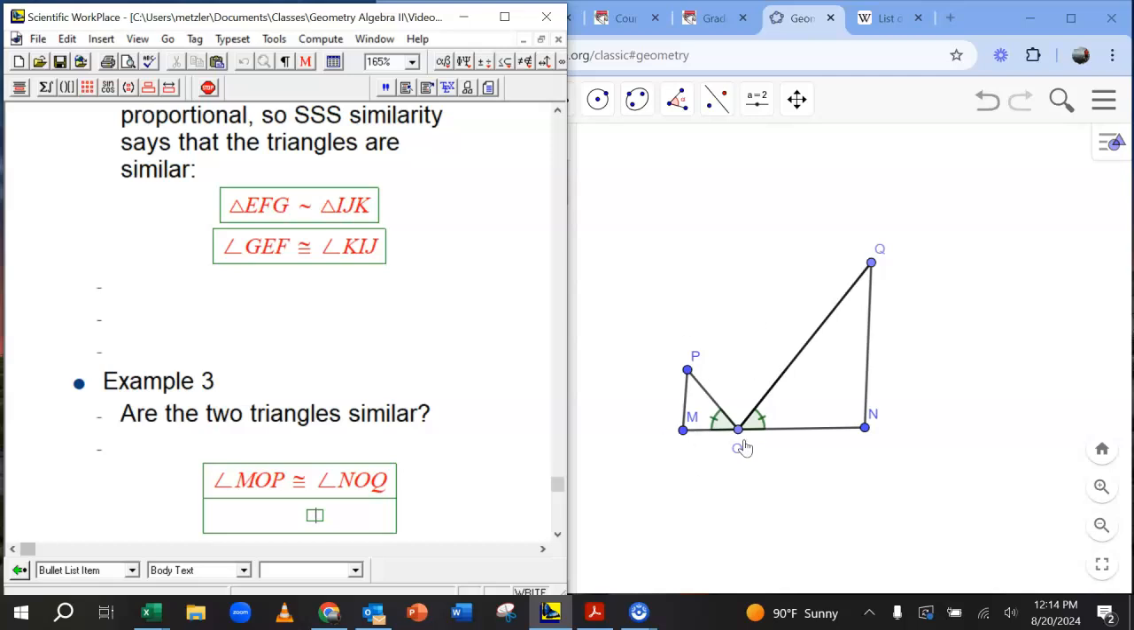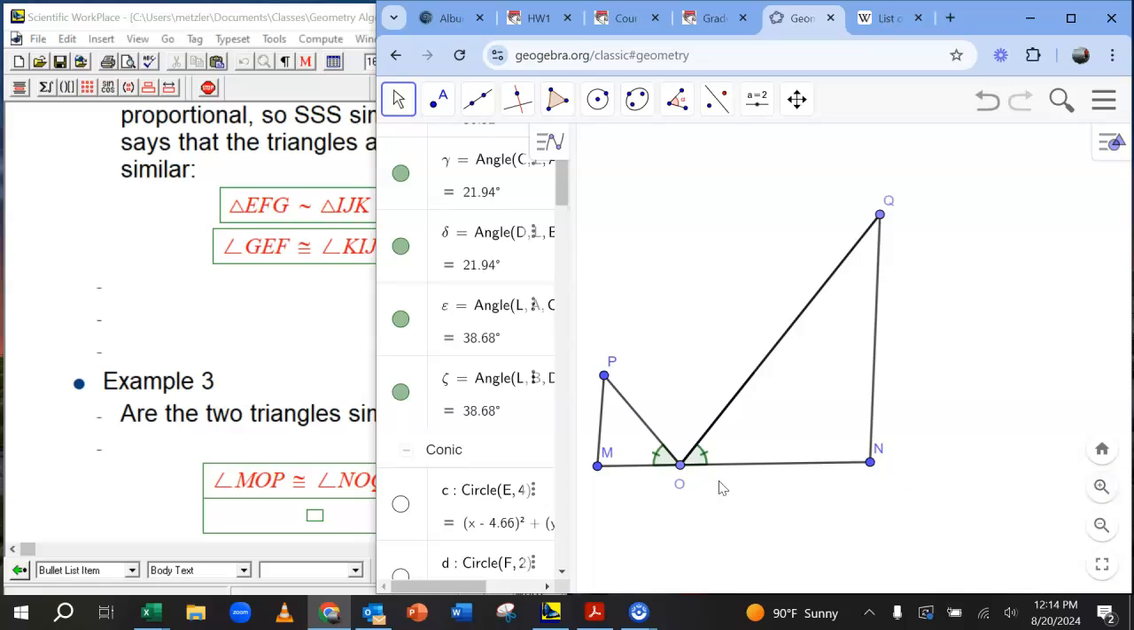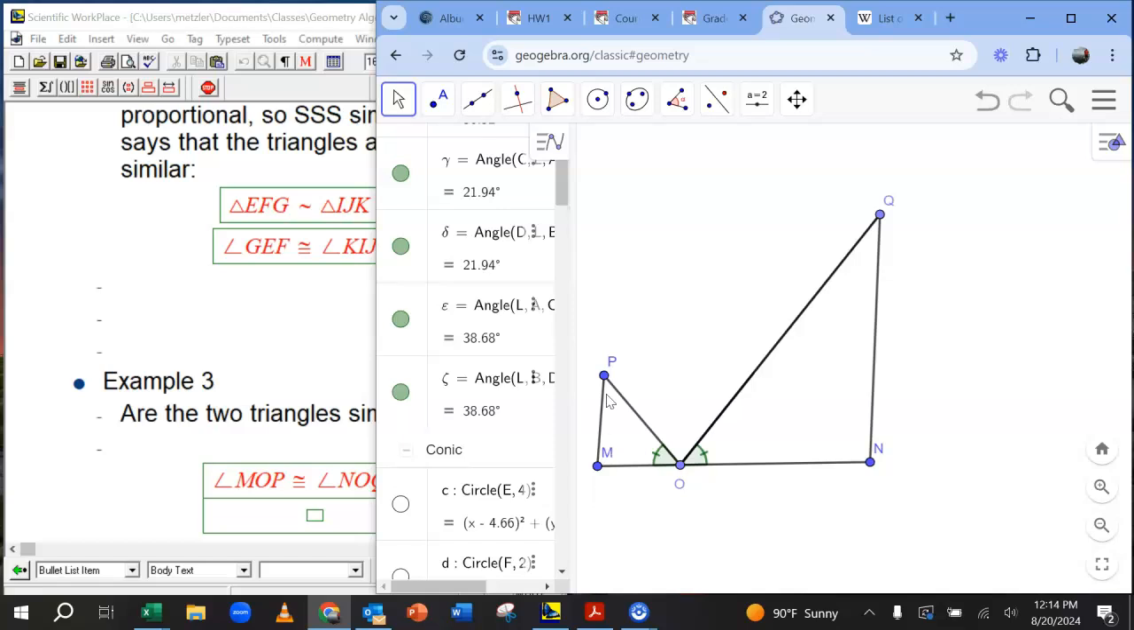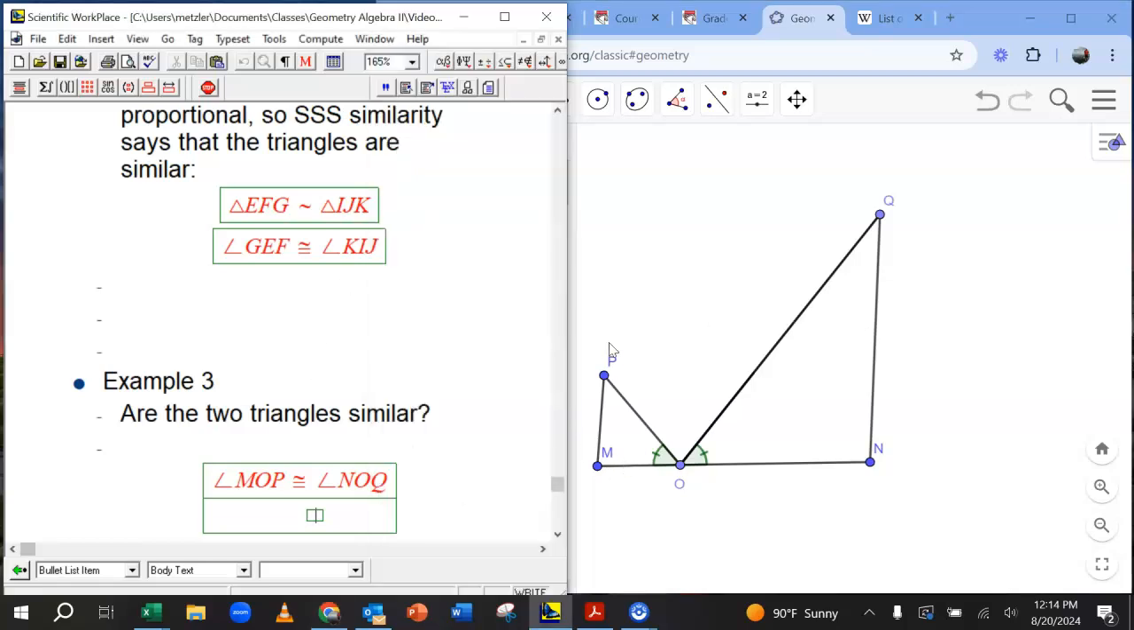And it looks like maybe OPM is 90 and ONQ is 90. Well, I tried to make it so that at a glance they look like 90, but if you really look at it, I don't think so. Let's zoom in a little bit here. Those are not looking like 90. But wait a minute, maybe MP is parallel to NQ. Well, it's not given, but what if that's true? I actually did try to make them pretty close to parallel, but in fact that's not.